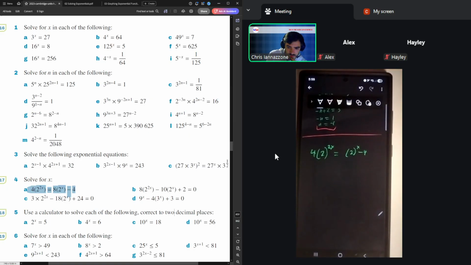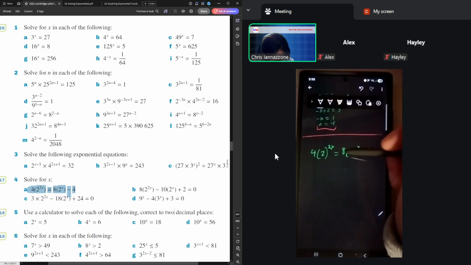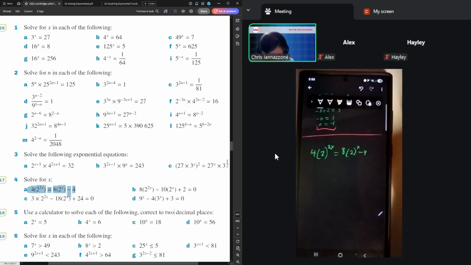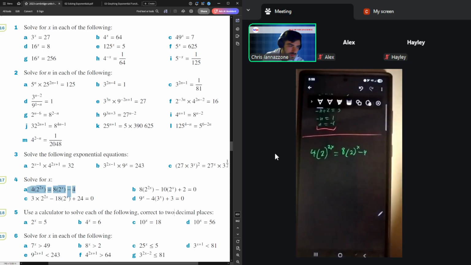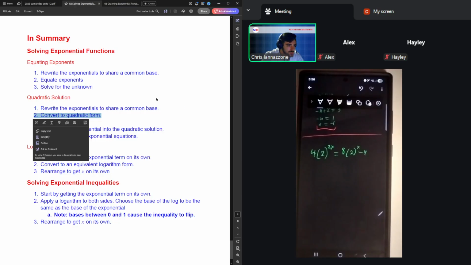One of the first things we want to do here is make sure, which is already the case, that all the bases are the same, right? Which they actually are in this case. 2 to the power of x, 2 to the power of 2x. From there, if we're thinking about the quadratic solution approach, once we've got all those exponentials in that common base, if we have a look back at the screen share, the next thing to do is convert to the quadratic form.